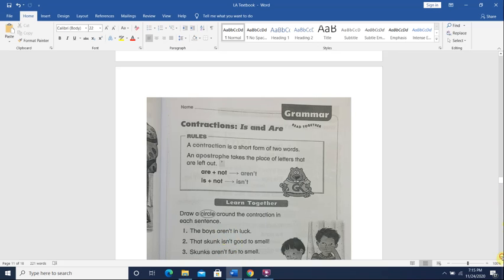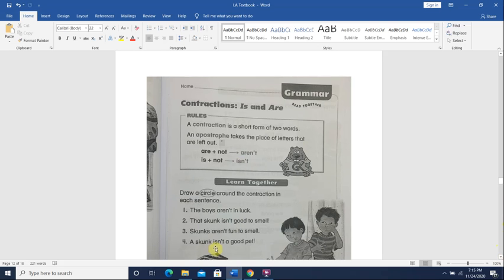Number 3, skunks aren't fun to smell. Skunks aren't, okay, so aren't here is the contraction. Number 4, a skunk isn't a good pet. We're going to circle isn't.